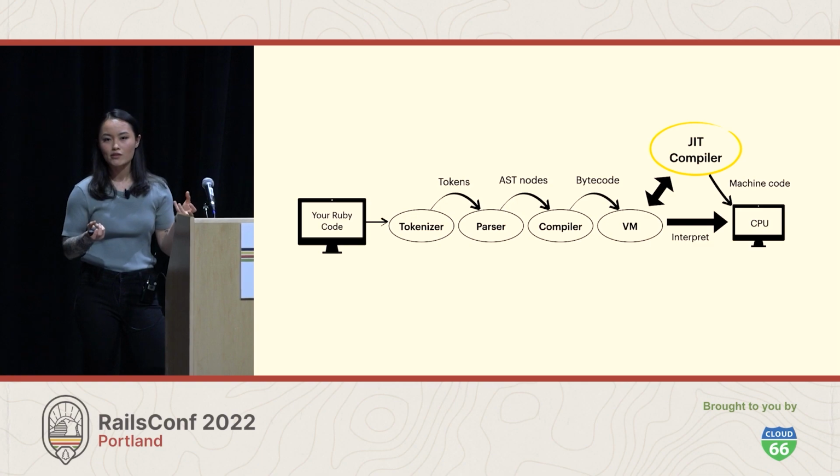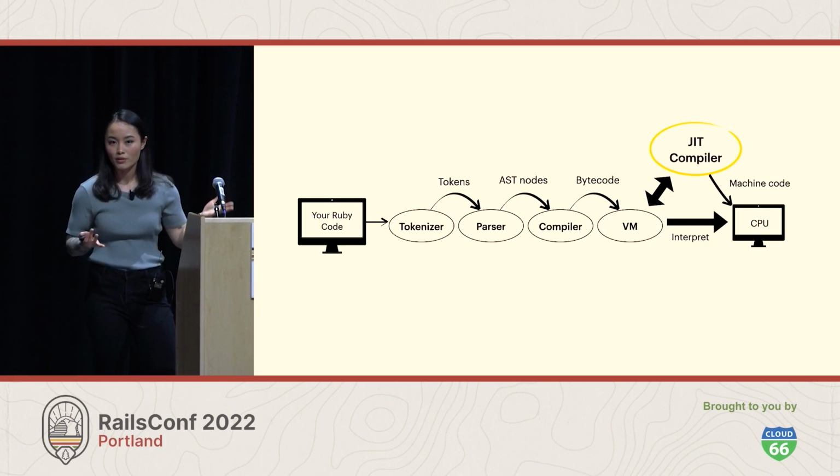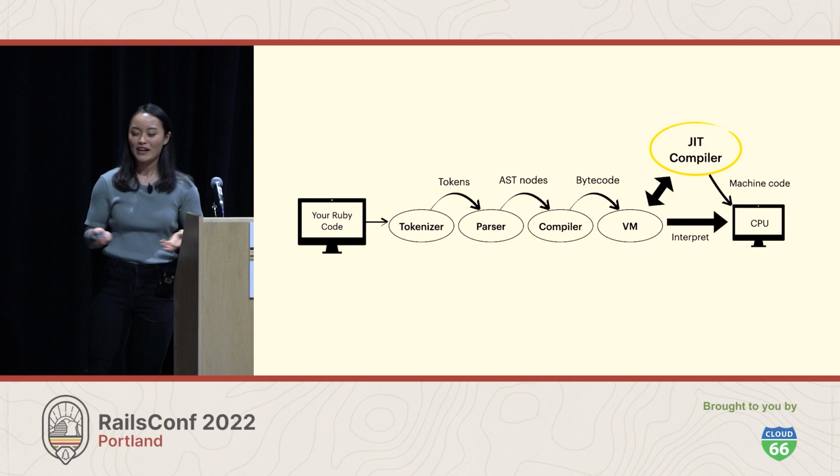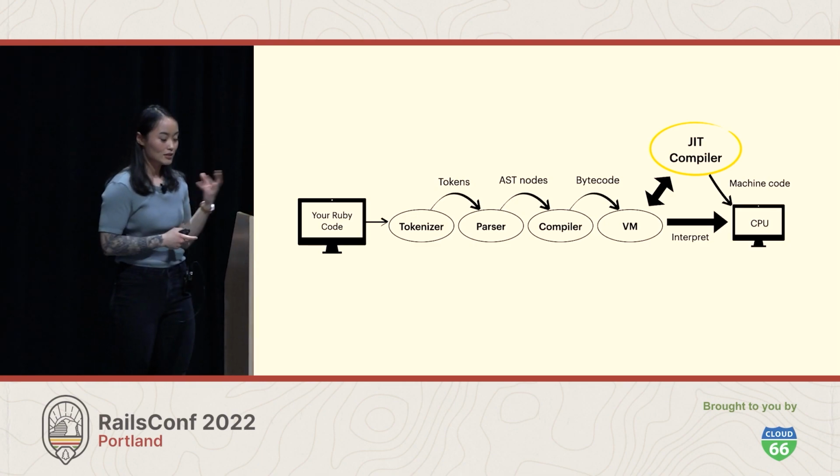And the possibility of creating this JIT for better performance for Ruby relies on the fact that there is a compiler and VM existing to create those bytecodes.